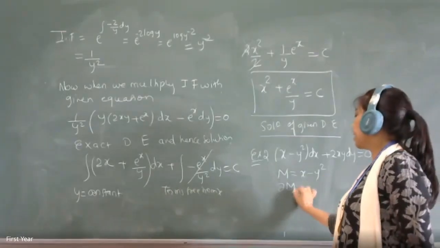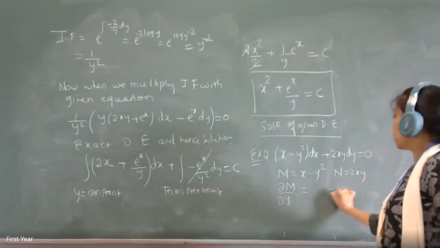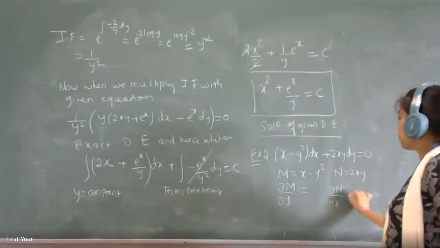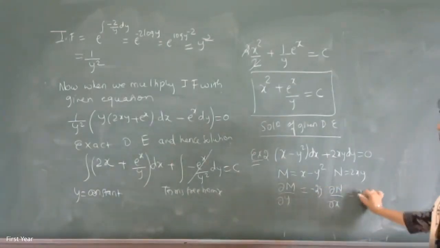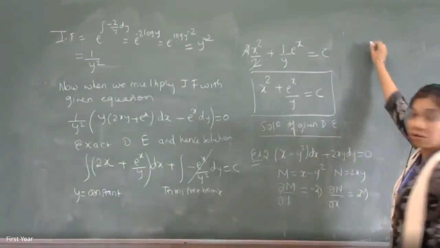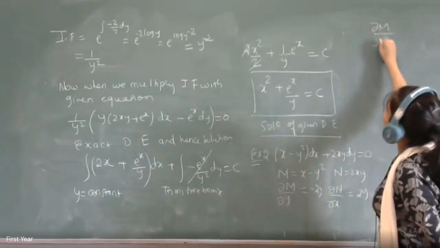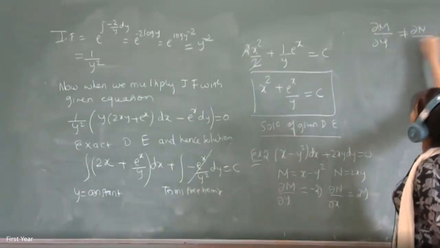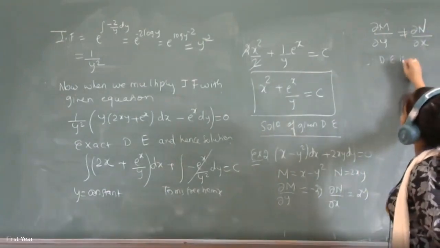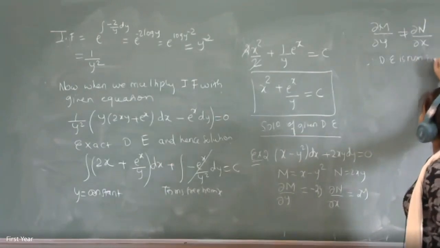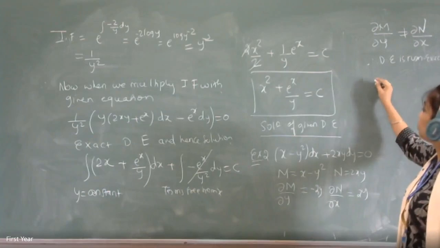So m is this, therefore gamma m by gamma y solve करो. n is equal to 2xy. What is gamma m by gamma y? Minus 2y. And what is gamma n by gamma x? Plus 2y. So they are different. Therefore, gamma m by gamma y is not equal to gamma n by gamma x, and therefore the differential equation is non-exact, and therefore we see whether rule 3 or rule 4.